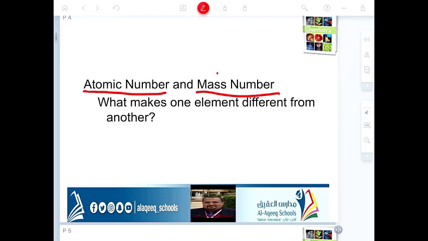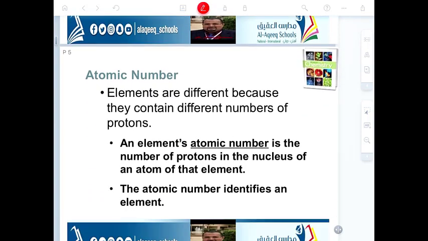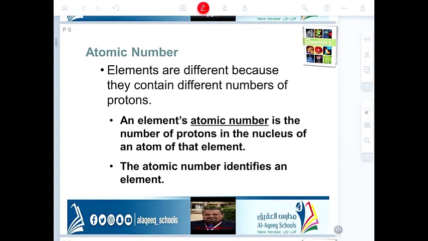These two variables make the atom different from the other atom, especially atomic number. But we have to know what's different between atomic number and mass number. First, atomic number of the element is the number of protons in the nucleus of an atom of the element.